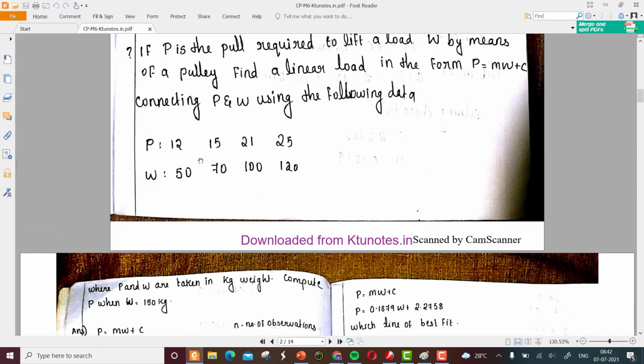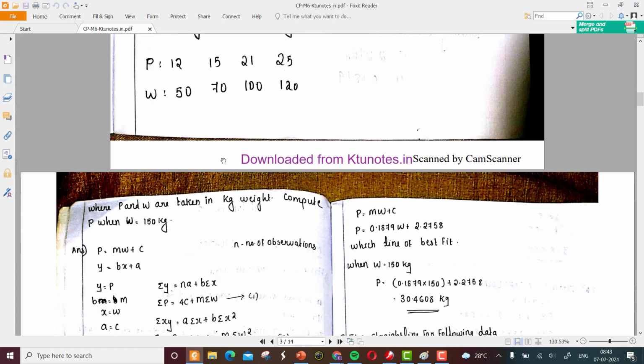So we have these four values, four pulls and four weights correspondingly, and we need to fit a straight line so that if the next weight is 150, we can find the corresponding pull required from this graph. So that makes it clear. Or even an intermediate value. Suppose we have 60 here. From the graph we can find the corresponding pull required. This is the need of the problem.